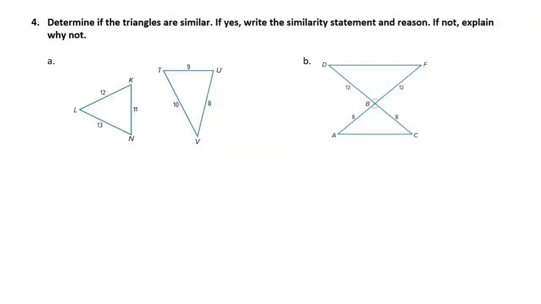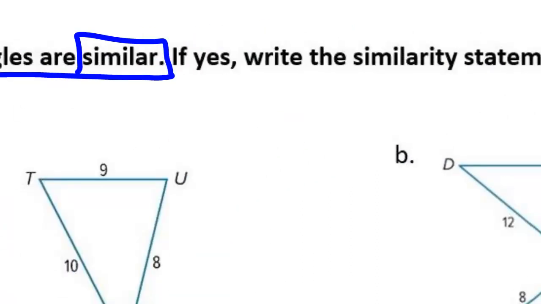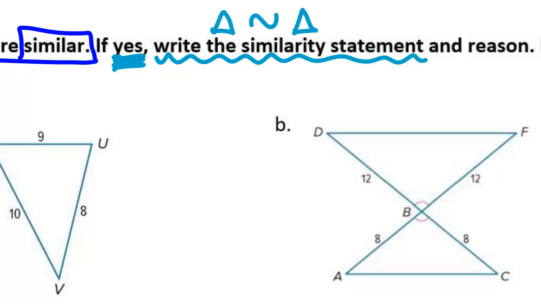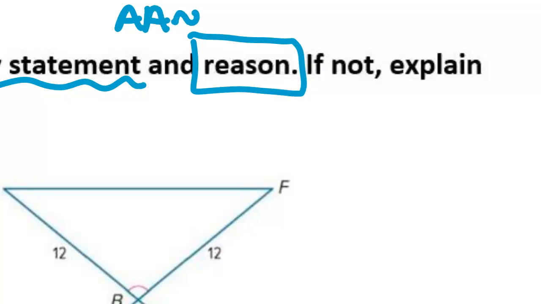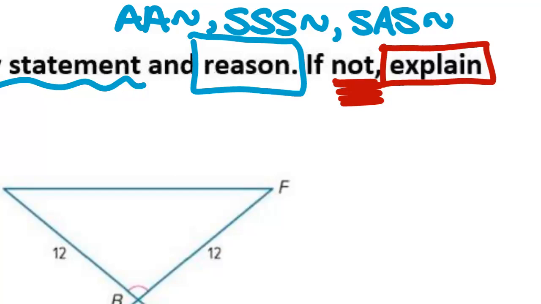All right, number 4. We need to determine whether the triangles are similar. If they're similar, then we need to write a similarity statement. So triangle something is similar to triangle something else. And we need to give a reason for that. We have 3 reasons. Angle-angle similarity, side-side-side similarity, and side-angle-side similarity. So if they're similar, it's got to be for one of those three reasons. If they're not similar, we have to explain why they're not similar.